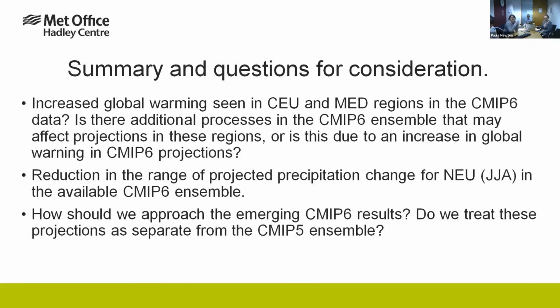Some questions that I have coming out of this, and I expect a lot of people are asking, are: how do you approach these new CMIP6 results? Do we look at them as separate projections, or as part of the CMIP5 ensemble? Do we look at them together? A question I'm always thinking about is how much do we trust them? Do we trust them more or less than the CMIP5? So should we consider them and approach them differently?